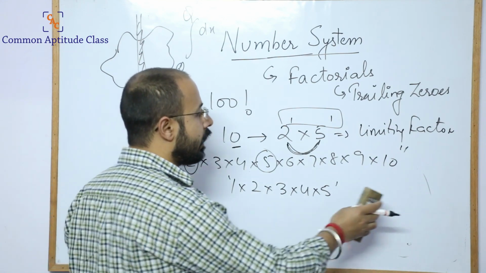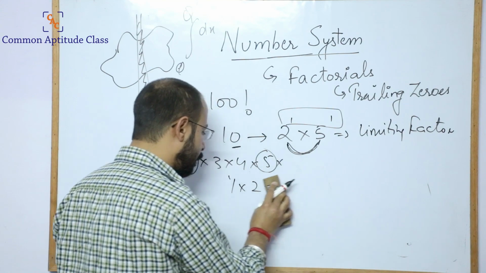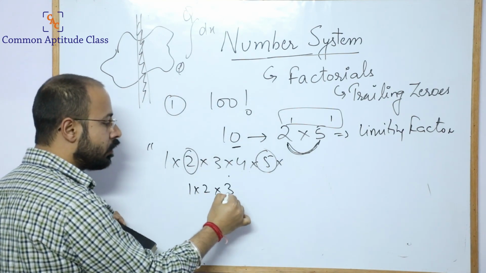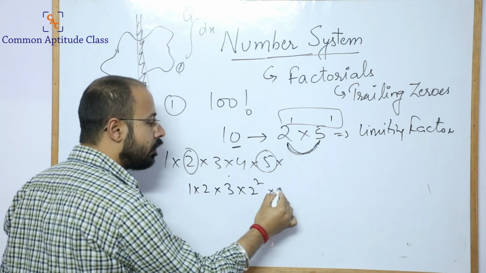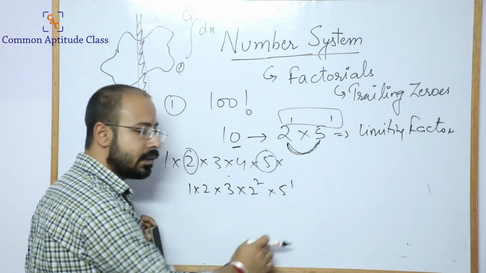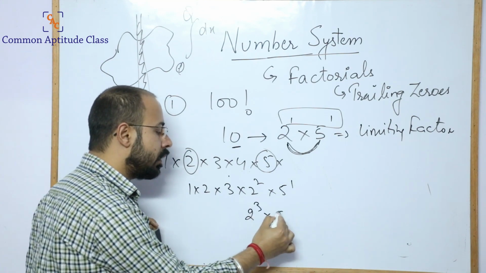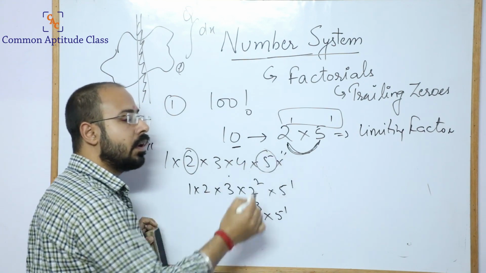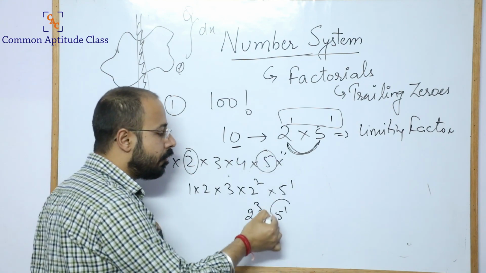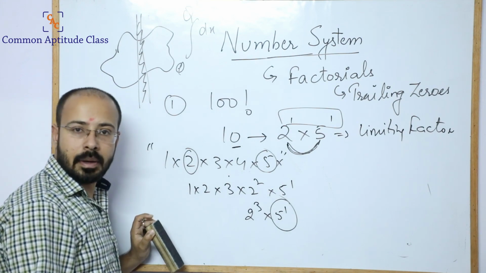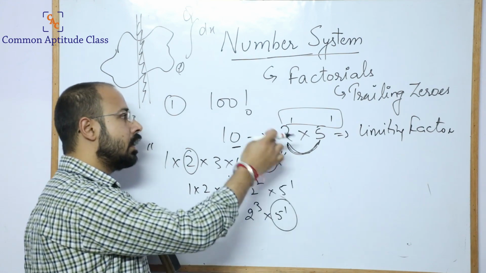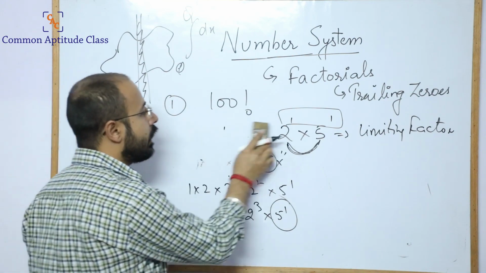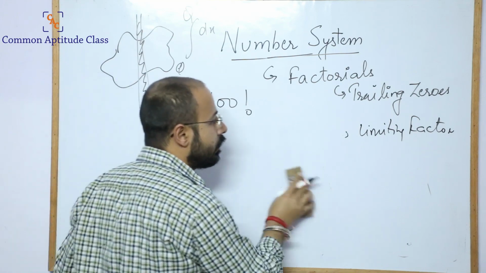So we will try the same thing by taking the sample space of 5 factorial. In 5 factorial, write all this in prime factors: 1 into 2 into 3 into 2 square into 5 to the power 1. So in this, I have 2 to the power 3 and 5 to the power 1. In my own created sample space of 5 factorial, I get to know that 5 is the limiting factor. If I am able to find the number of 5's in 100 factorial, that is my answer. So let's try how to find this one.